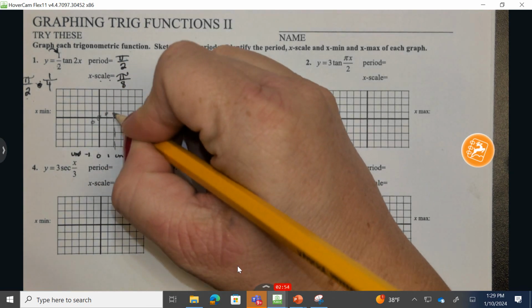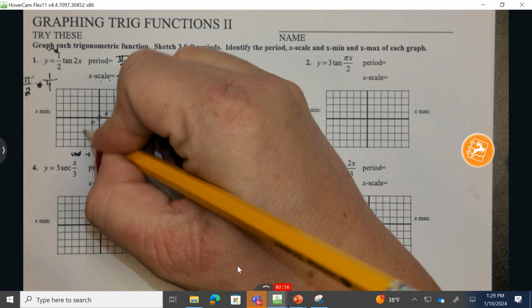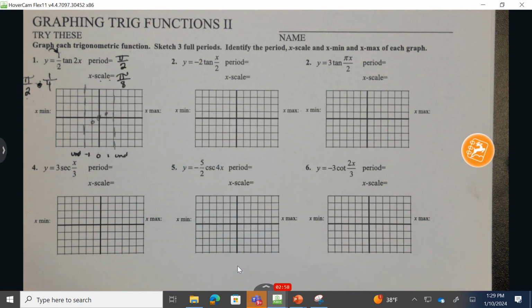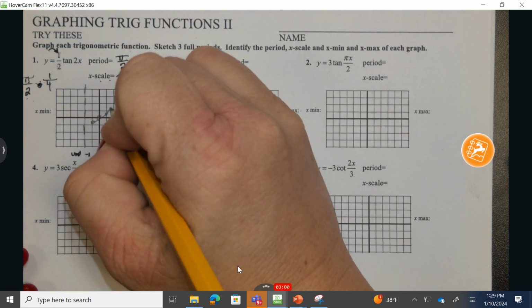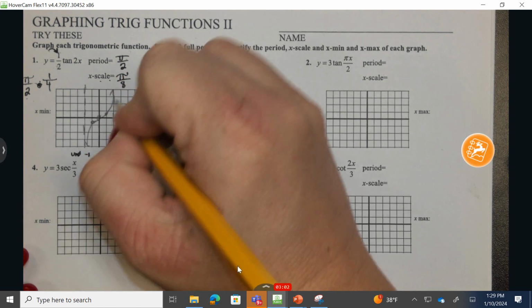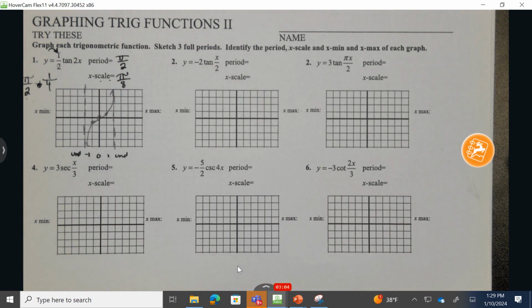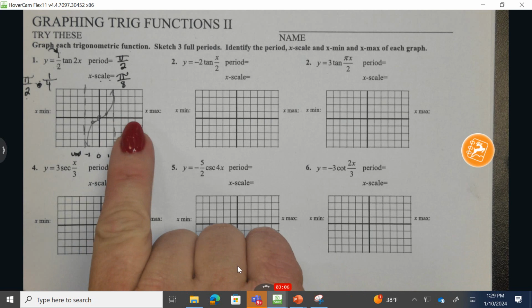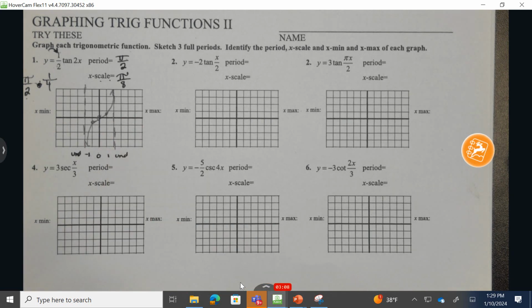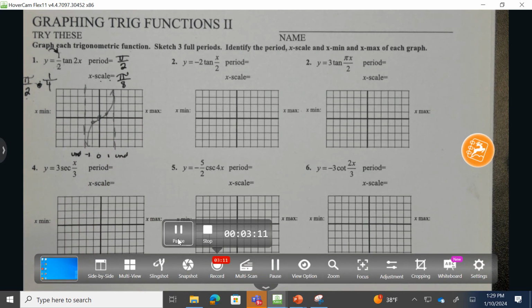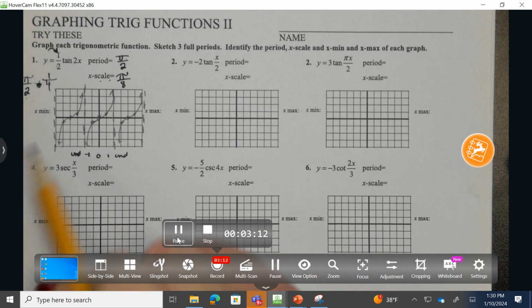And we have a vertical asymptote, 2 steps to the right and 2 steps to the left. It's looking something like this. It approaches the vertical asymptote, never touching or crossing it. Now I'm going to continue that as I go a cycle to the right and a cycle to the left. Okay, so I've done a cycle to the right and a cycle to the left.